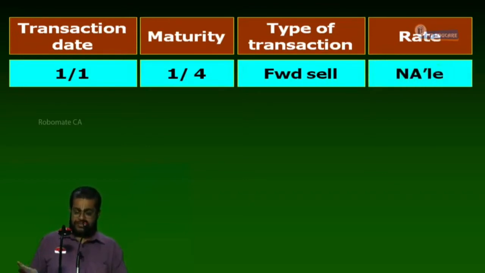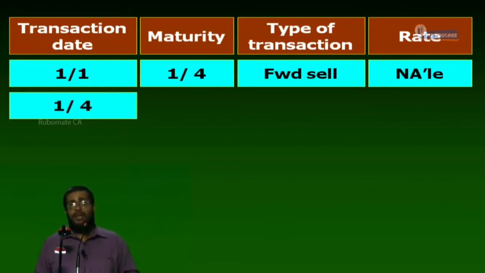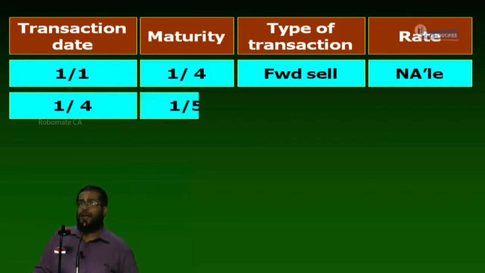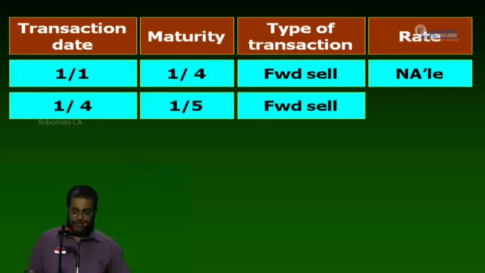Now, I went to the bank once again on the maturity date, and I wanted to extend the forward by 1 month. From here onwards, I can establish the date. I went to the bank on 1/4. Extended the 1/4 forward to 1/5. Hence, I went for forward sell.